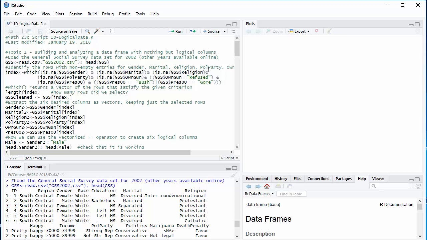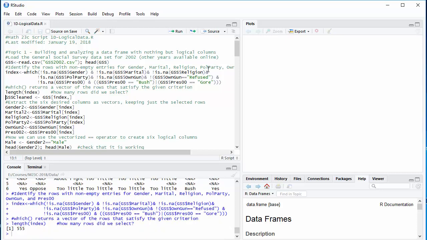Let's try it. Well, the length of index was 555, so we still got 555 rows to deal with, and I am going to save all 555 rows in a data frame that I'll call GSS cleaned.